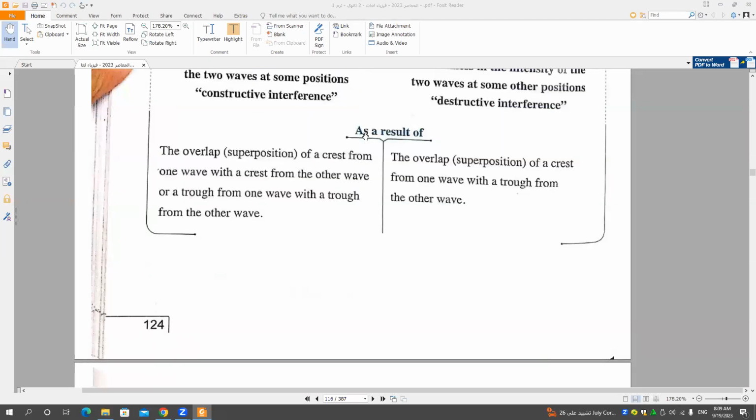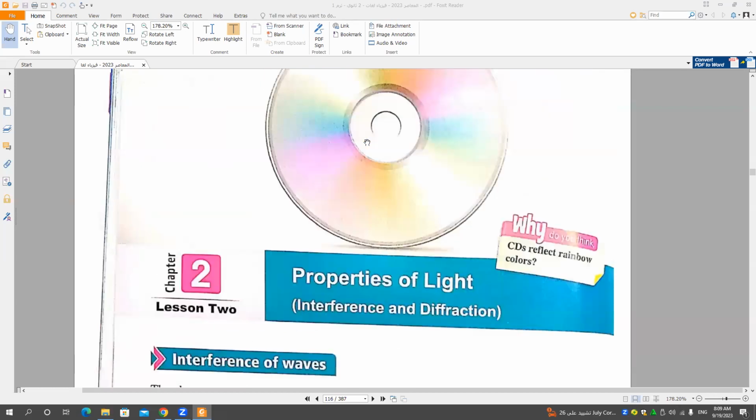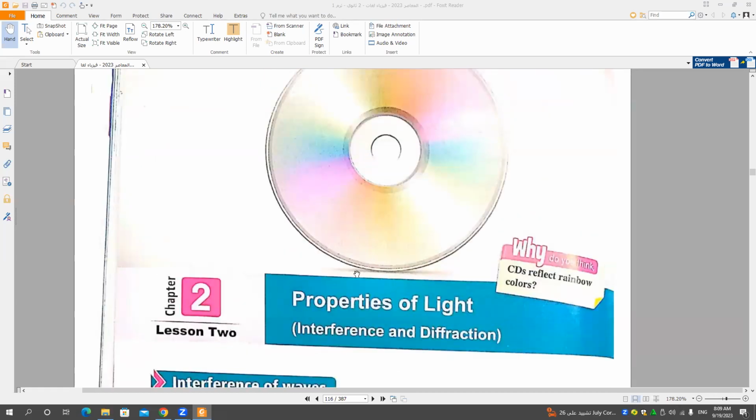Hello, my dear students. Today we'll complete chapter 2, lesson 2, properties of light, interference and refraction of light. What does it mean, interference?